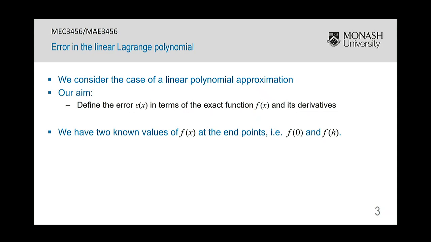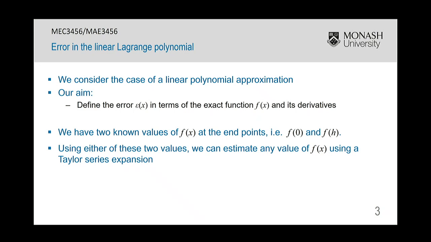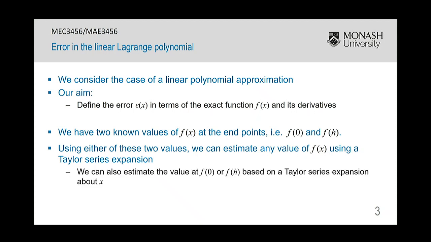So we have two known values of f of x at the endpoints, that's f of 0 and f of h. Using either of these two values, we can estimate the value of f of x using a Taylor series expansion, either about 0 or about h. Alternatively, and this might seem like a strange way of doing things, we can also estimate the value at f of 0, or the value at f of h, based on a Taylor series expansion about x. And in actual fact, that's what we're going to do. Even though it seems like an odd thing to do, it'll make sense when we finally get to the end result. In doing this, then, we can determine a function for the error.